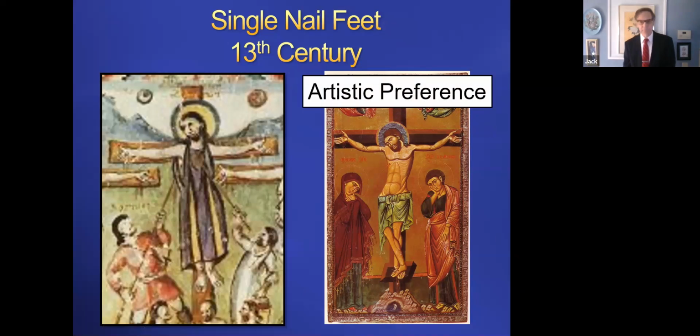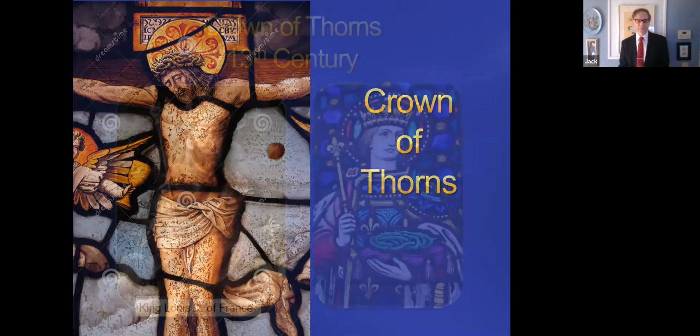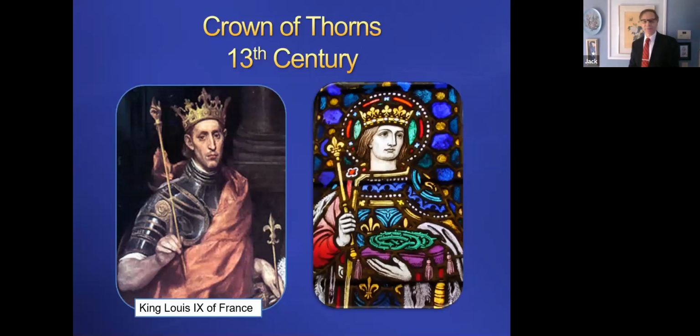Now, we still don't see anything in the way of a crown of thorns on Christ that we typically see in a crucifixion scene. And the crown of thorns was introduced shortly after this. And that came about because of one man who was really not an artist. It was actually King Louis IX of France.